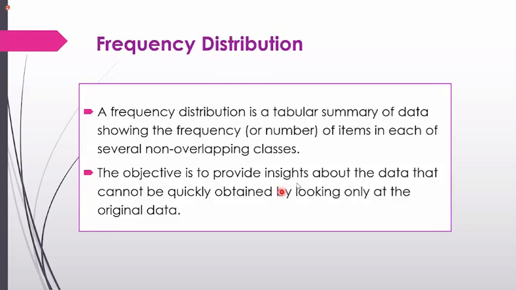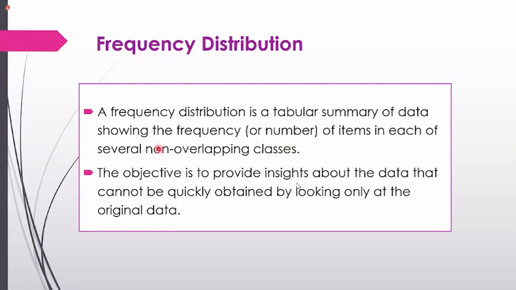Right. First, we look at what is a frequency distribution. A frequency distribution is a tabular summary of data. It summarizes the data in a table which shows the frequency. What do you mean by frequency? The number of items in each of several non-overlapping classes, right?